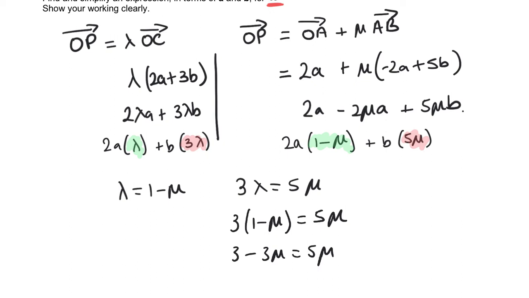Good. So 3 equals 8 mu. So what does mu equal? 3 over 8. Okay? Lambda equals 1 minus mu. So what's lambda? 5 over 8. So now I found out what lambda and mu equals. You'll find something. They add to 1, right?